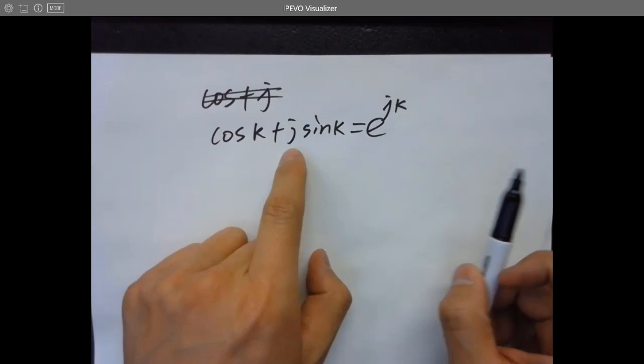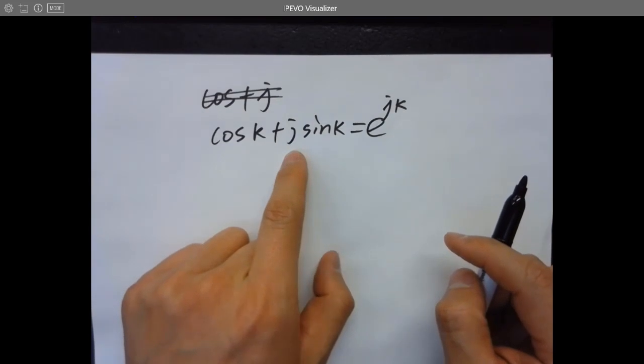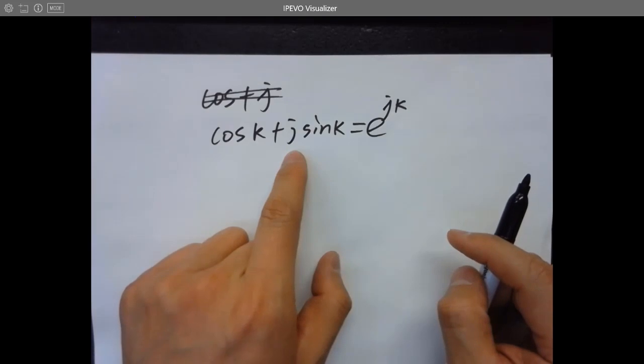Even j itself is not making sense. What is j? Square root of -1. It's not making sense at all to real life. But however, we can use it as an engineering tool.